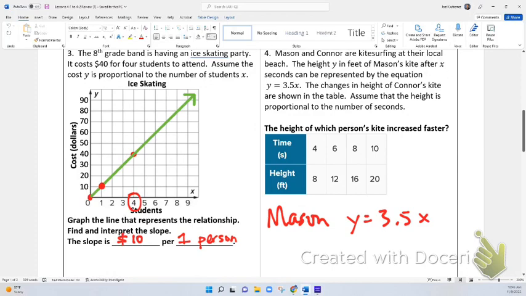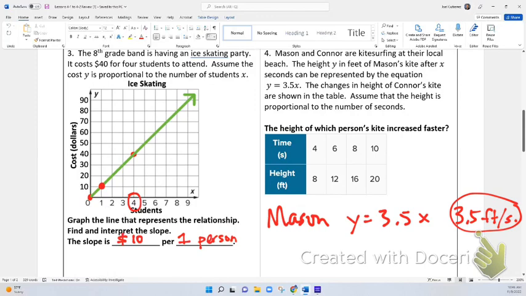So let's look at Mason, right? If Mason is kite surfing, after 1 second, what's 3.5 times 1, guys? 3.5. What's 3.5 times 2? 7. So every single second, he's going up 3.5 feet, right? So this, the 3.5 feet per second, this is the unit rate for Mr. Mason.